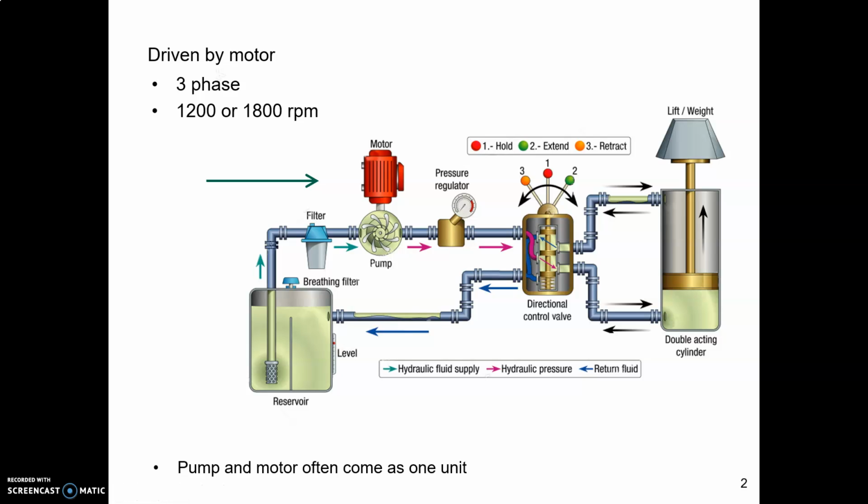And the pump is driven by a motor. It's an electric motor, usually a three-phase motor. That's what we use in industrial systems. And it might be a 1200 RPM or an 1800 RPM. Those are standard sizes. Oftentimes you buy this outfit as one unit.